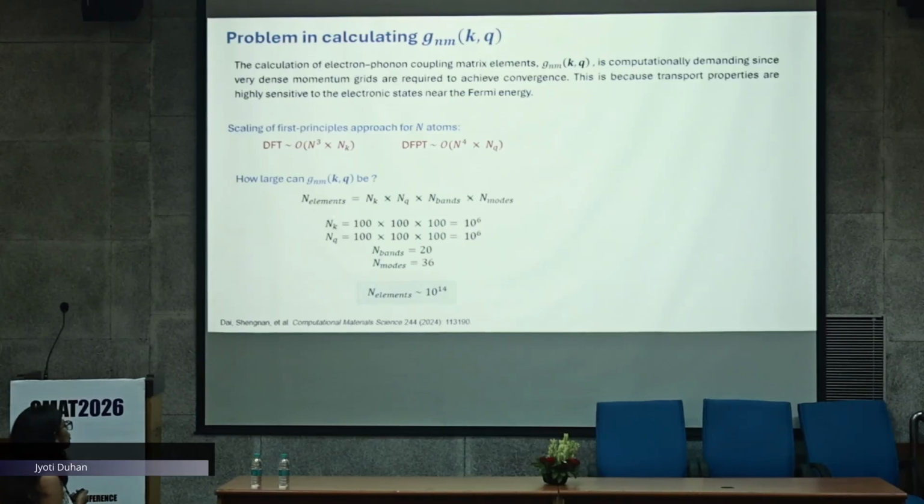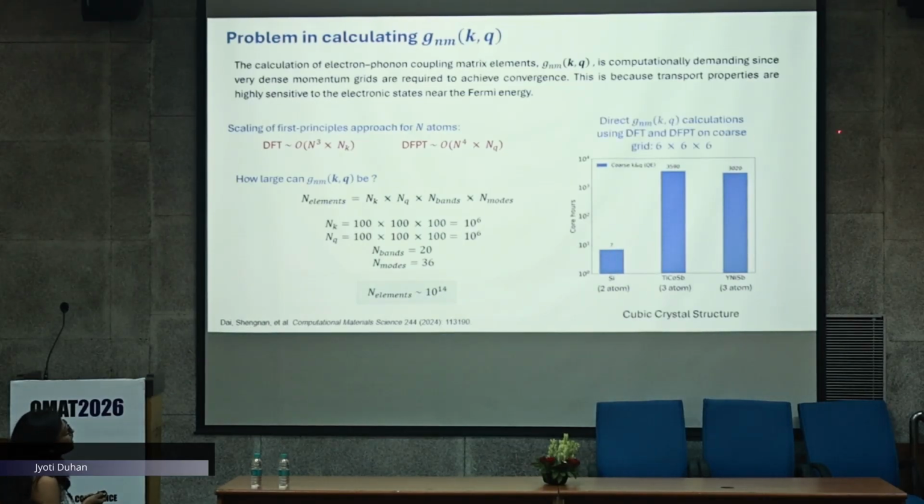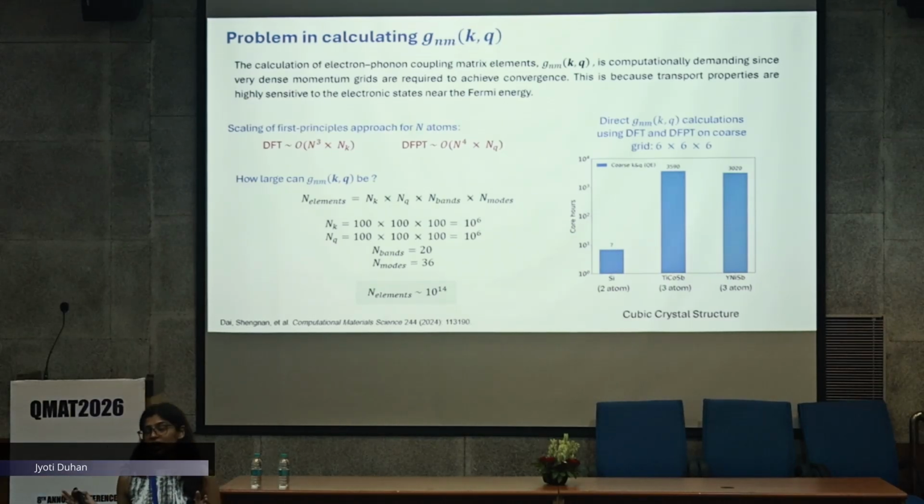So the electron-phonon coupling matrix can be as large as this, and this is an example: even the electron-phonon coupling matrix calculation on a very coarse grid for such small systems takes that much time. And our system has 12 atoms. So in that case, it is not feasible to go with DFT and DFPT directly.